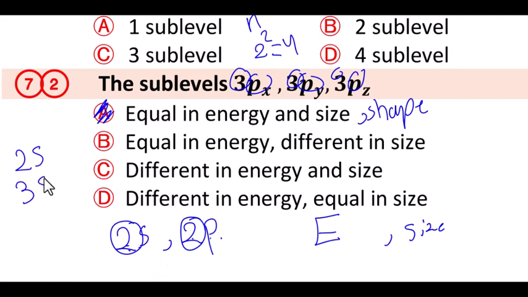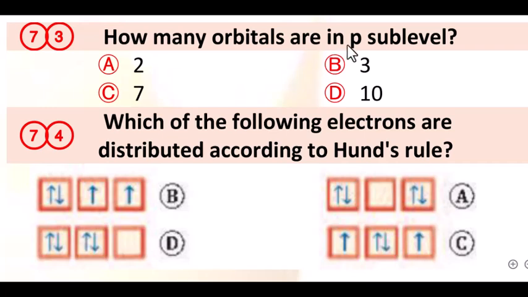2s and 3s have the same shape but differ in energy. So the first number indicates energy, the second letter indicates the shape or the size. How many orbitals are in p? P has 3 orbitals. How many electrons in p? P takes 6 electrons. 3 times 2 gives 6 electrons.